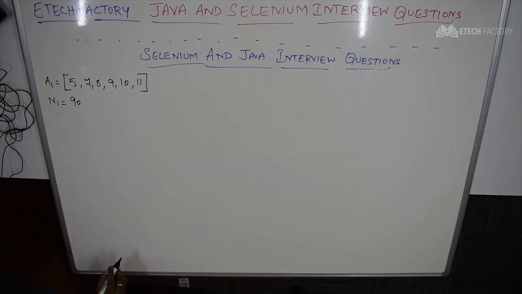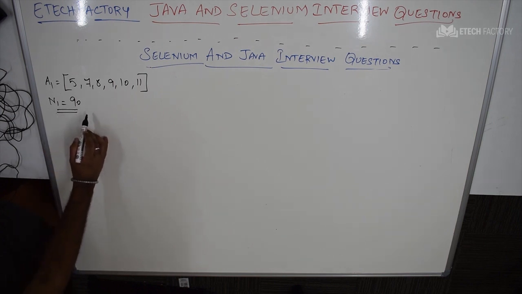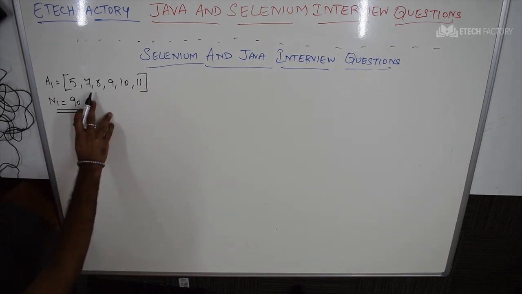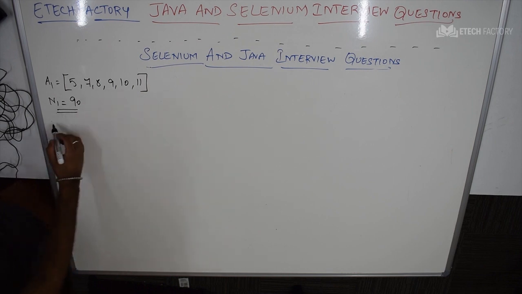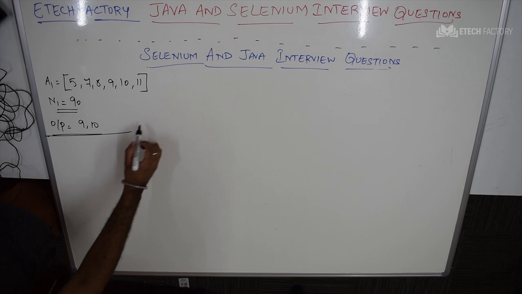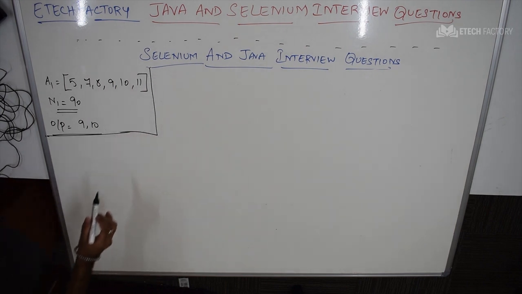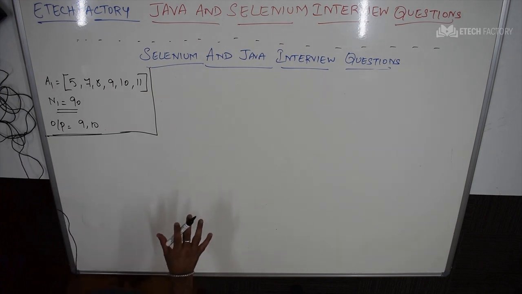As you saw in the question, the problem here is that you're supposed to identify the two numbers which will give you the product n1. If you see these numbers 5, 7, 8, 9, 10, 11, the product is going to be 9 and 10. So our output should be 9 comma 10. These are the problem statements. Now let us see the same thing by executing the code with Java, and also the logic that we are going to see.